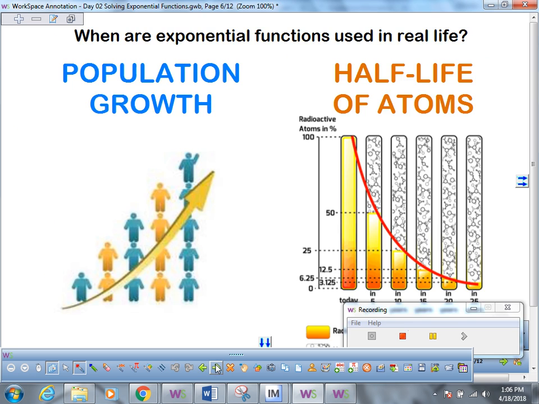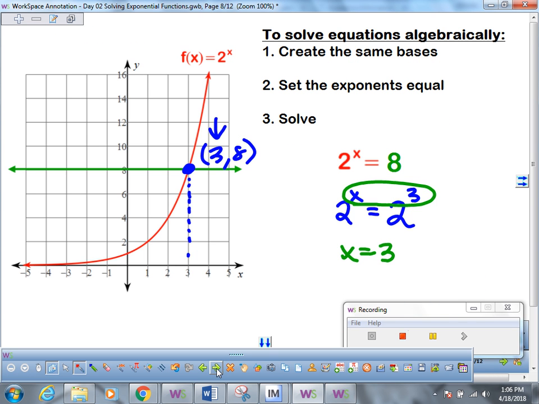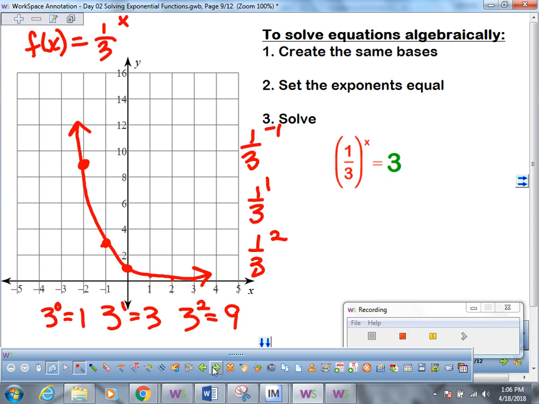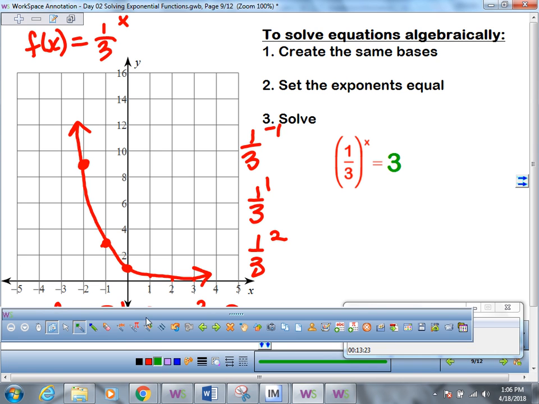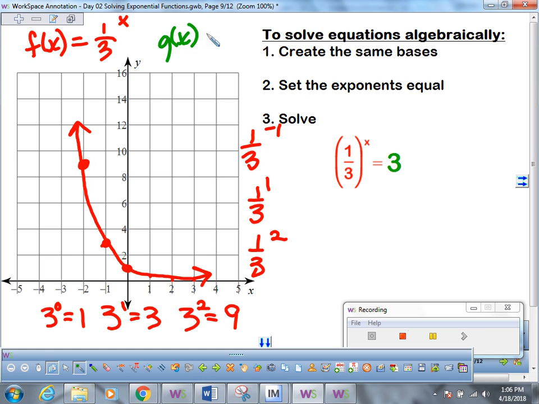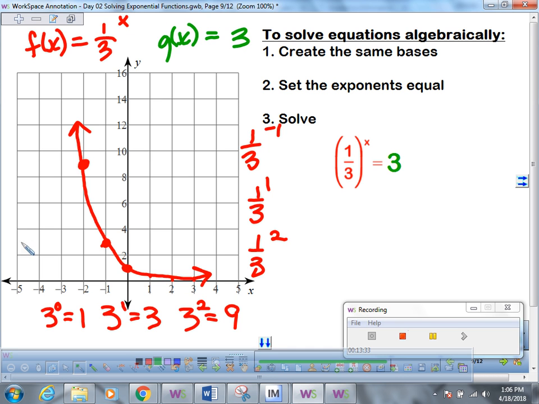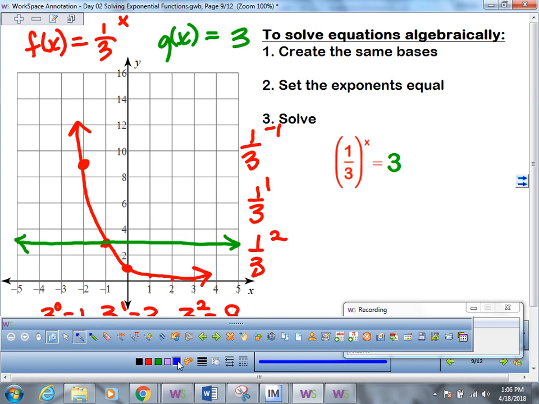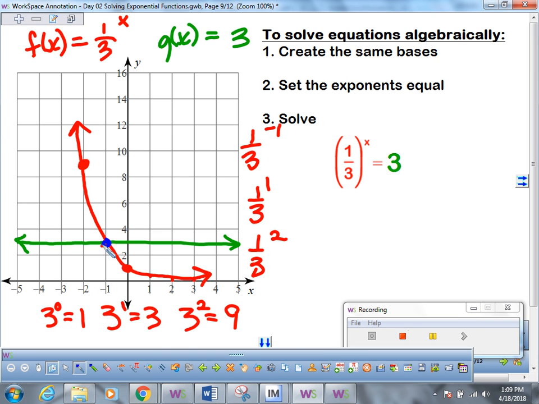Okay. Somehow I think I still have some of you who are confused. Hold on, I'm almost there. Now I need to graph g of x, which is 3. I split them up. So 3 is here, and they intersect at -1.